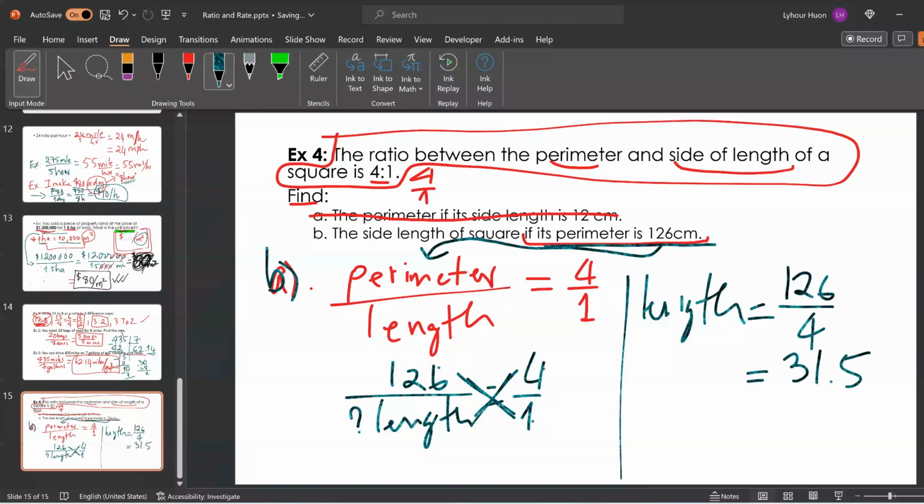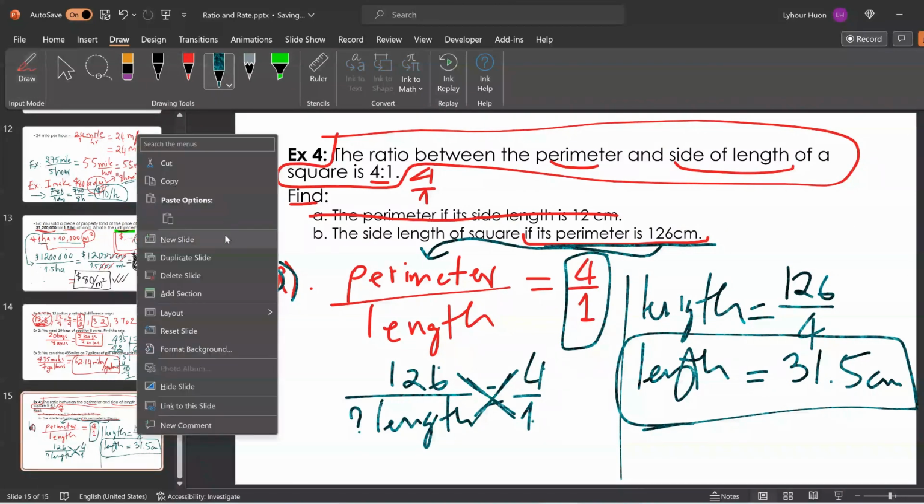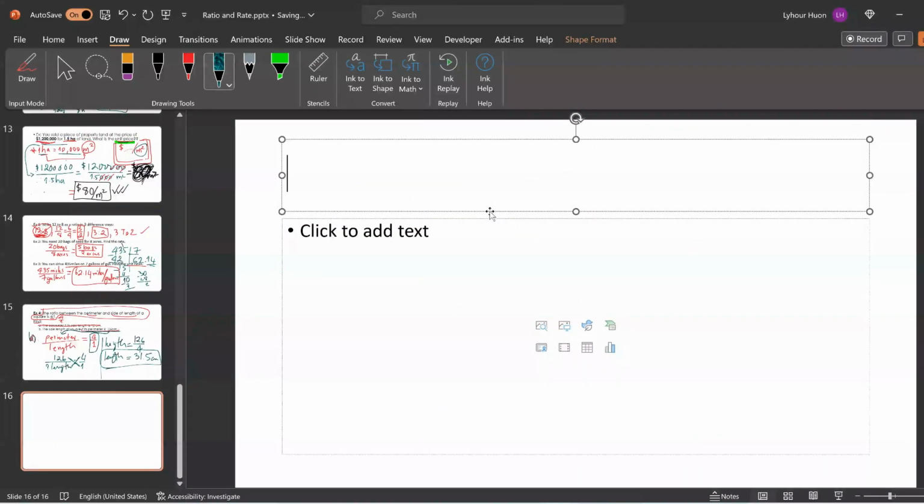But don't forget the unit, which is centimeters. So the length is 31.5 centimeters. But when it comes to ratio, it's 4 over 1. There's no unit. Okay, now let's go for exercise number 5.